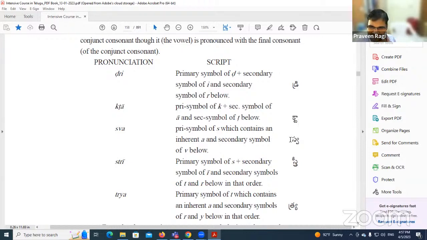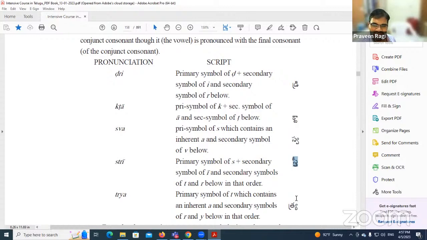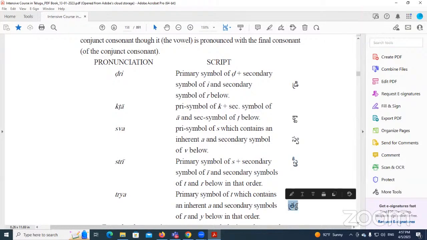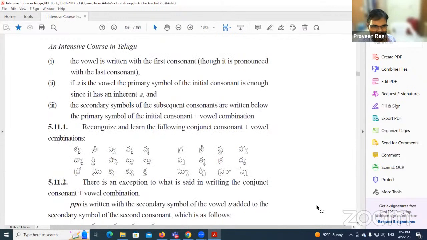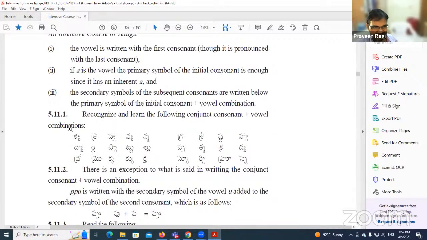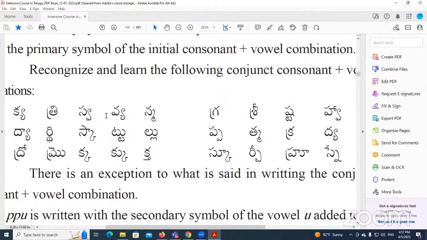Okay, read this one. "Swa," yes. "Stri," yes. "Stri" means woman. "Priya," yes, perfect. Okay, so you can read these combinations also for practice. Only Telugu you can read. "Kyatri," "Swa," "Vya," okay. "Sma." No, it's not, it's "Ma."